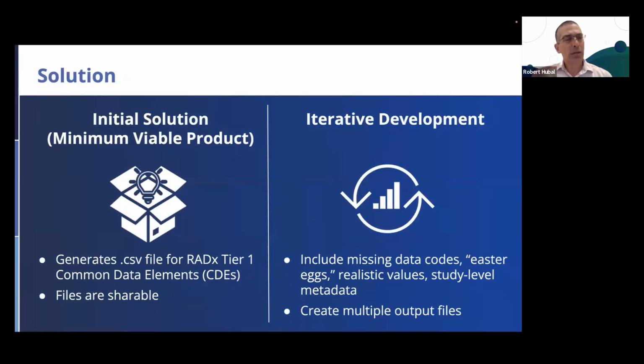So our initial product, and we'll talk more about this in the upcoming discussion, was to create a CSV file, a download file for the tier 1, which are the common data elements across all of the coordinating centers for RADx. So for those tier 1 data, we had common data elements, and we had these common data elements completed for multiple records. We wanted to make this shareable.